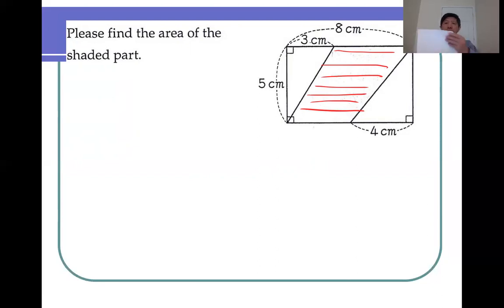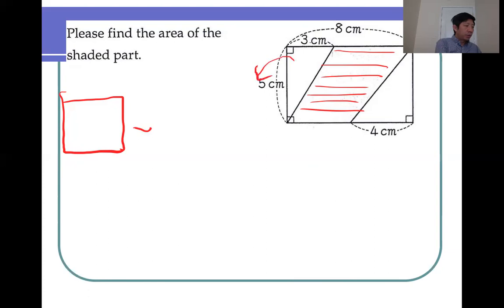So basically, if we want to find the shaded part, we take the whole, which is a rectangle, and minus this triangle, minus this triangle, right?